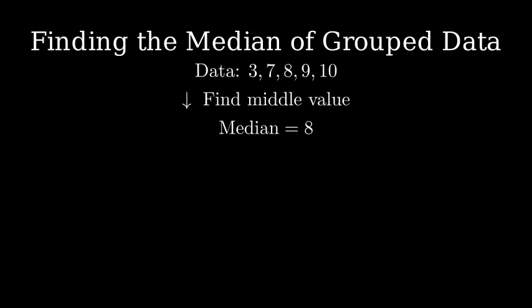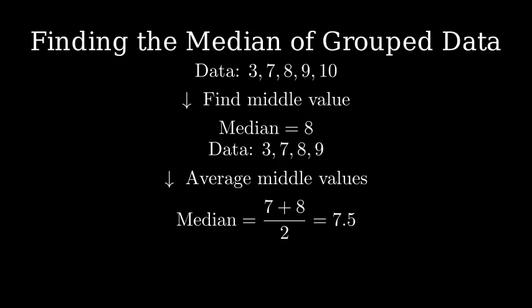Before we dive into group data, let's quickly review what the median is for ungrouped data. If we have a set of values like 3, 7, 8, 9, and 10, we would first arrange them in ascending order, which they already are. The median is the middle value, which in this case is 8. If we have an even number of values like 3, 7, 8, and 9, the median is the average of the two middle values, which would be the average of 7 and 8, which is 7.5.